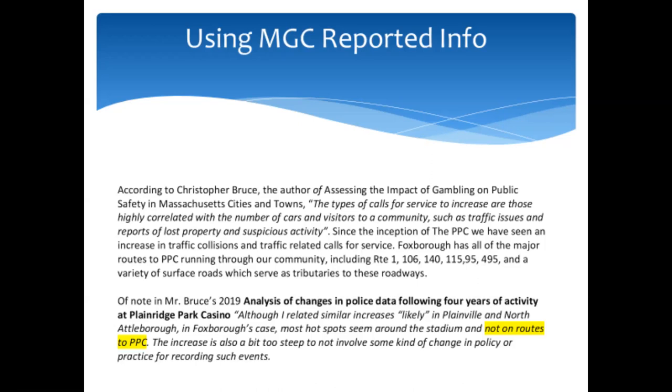I apologize, this is a terrible PowerPoint slide with a lot of verbiage, but these are quotations from the Christopher Bruce report that I inserted directly into our gaming application. For example, one of the questions was, tell us about the impact to your community. I stated, hey, we have an impact of traffic. And here's the Gaming Commission's expert saying the types of calls for service to increase are those highly correlated with the number of cars and visitors to a community, such as traffic issues, lost property, suspicious activity.